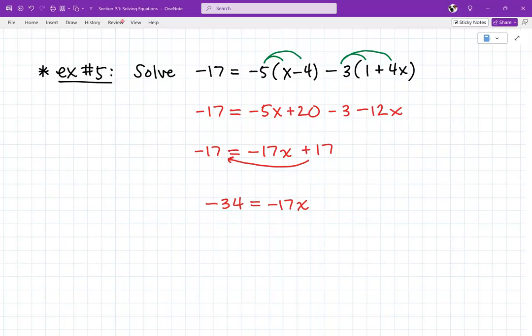One last step, division, and we're done with the notes. So divide both sides by -17. X is equal to, anybody know? 2. Thank you very much. And there you go. These are our notes for today.